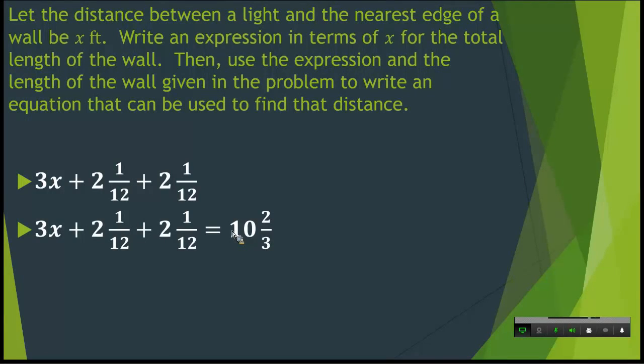Next, we want to write it as an equation. So we have our expression first. Now we're writing our equation, which equals the 10 and 2/3 feet, which was the total length of that wall.